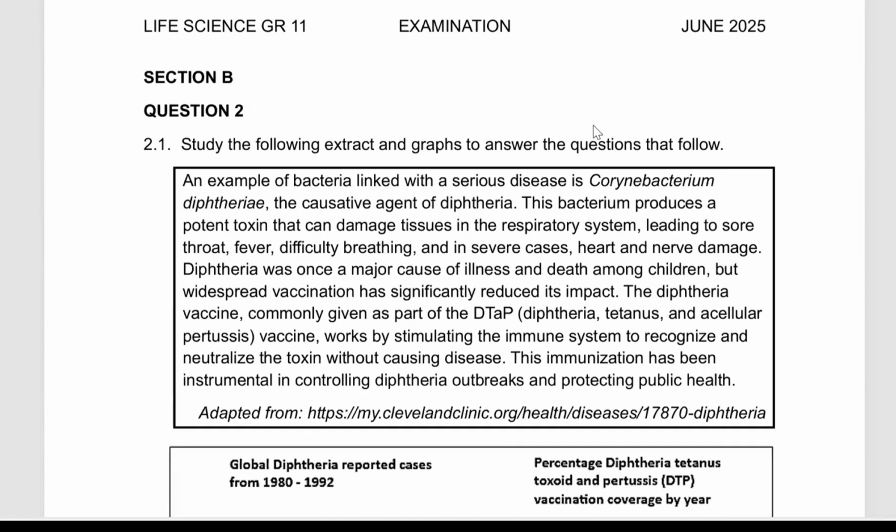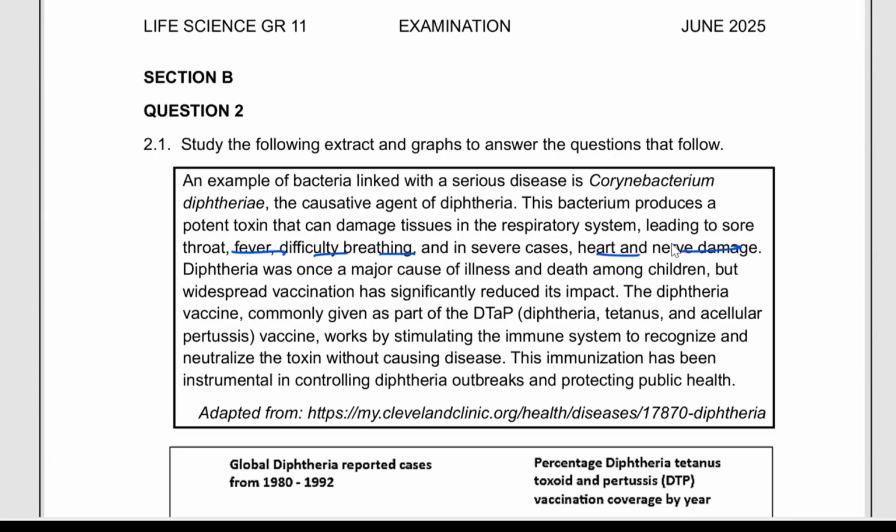The question says that from the extract of the graph, answer the following questions. An example of bacteria linked with a very serious disease is Corynebacterium diphtheriae. This bacterium is the causative agent of diphtheria. The bacterium produces a potent toxin that can damage the tissue and the respiratory system, leading to sore throat, fever, difficulty breathing, and in severe cases, heart and nerve damage.